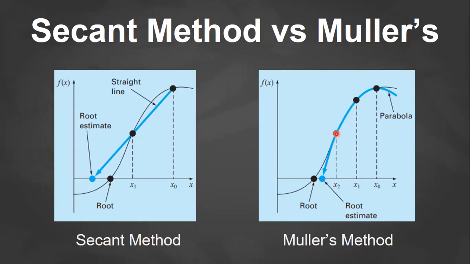Mueller's method consists primarily of 2 steps. First is on deriving the coefficients of this parabola that goes through 3 points of your curve f of x. Then second is on determining the point where the parabola intersects the x-axis. That is the root estimate. Okay, so this one.